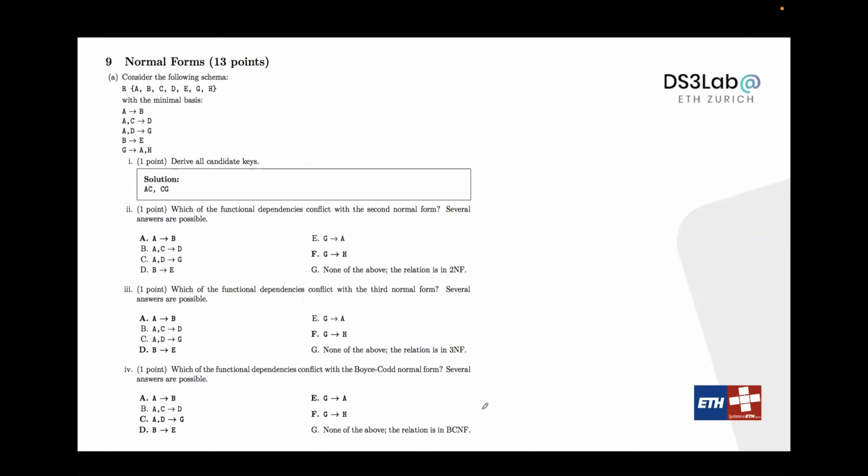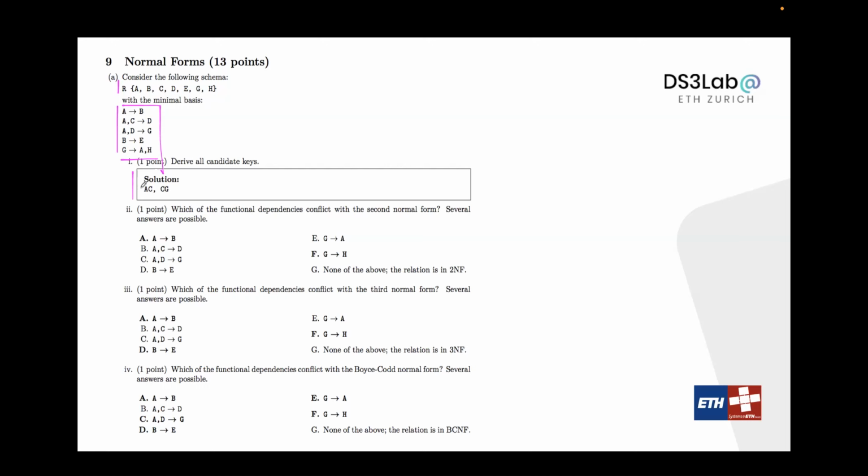This is another example about normal forms. We could give you one database schema with a minimal basis, which is a set of functional dependencies that you have. The first question is to decide candidate keys. From this collection of functional dependencies, how to decide candidate keys? Essentially, you try to find the minimal subset of attributes that decide the rest of the attributes. That's the candidate key. Try to derive all the candidate keys. I think you should be able to do that.